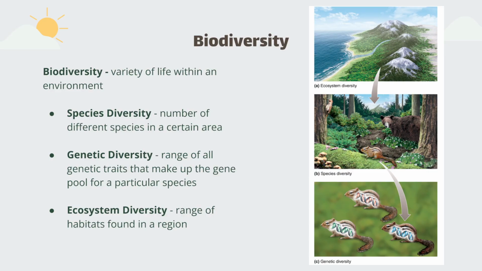First, let's start with a definition. Biodiversity is simply the variety of life within an environment. It's crucial for a healthy planet. We can break biodiversity down into three main categories, which you can see illustrated on this slide.